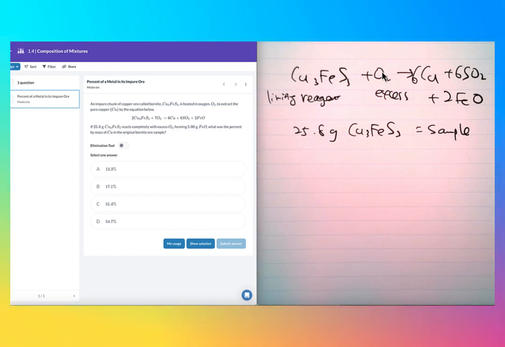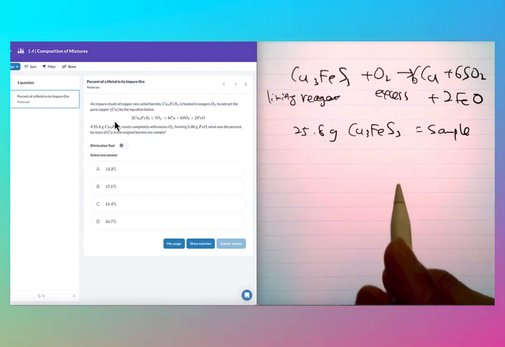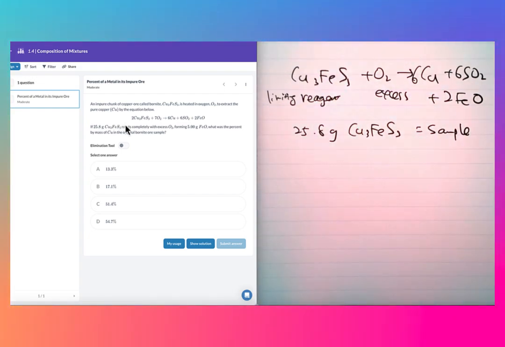Okay, in this problem, we're given a bornite. The reactant is heated with oxygen, so we have a combustion reaction to extract the pure copper by the equation below. So 25.8 grams of the bornite reacts completely with excess oxygen.